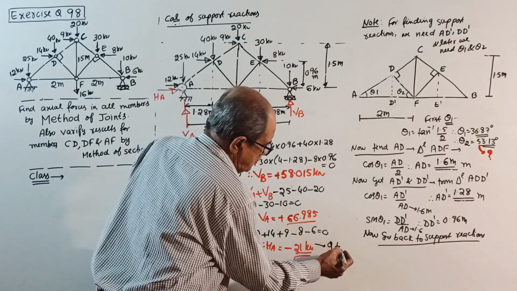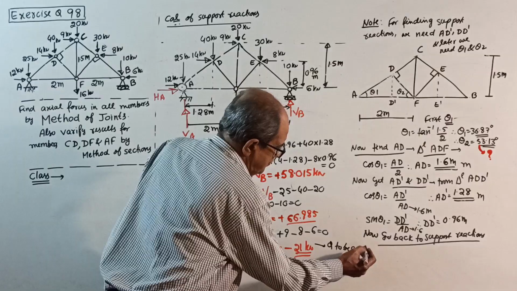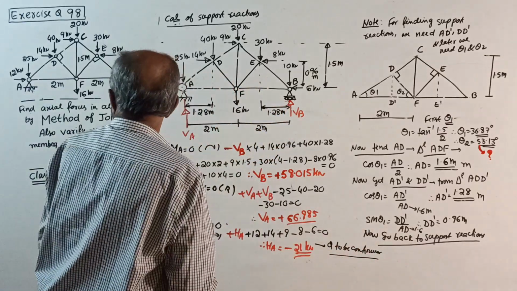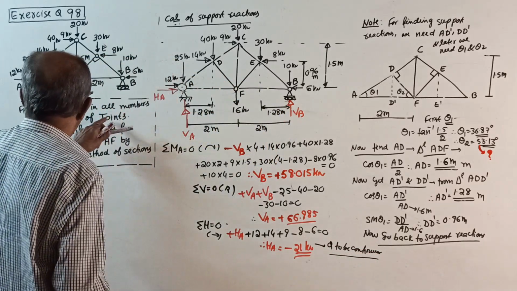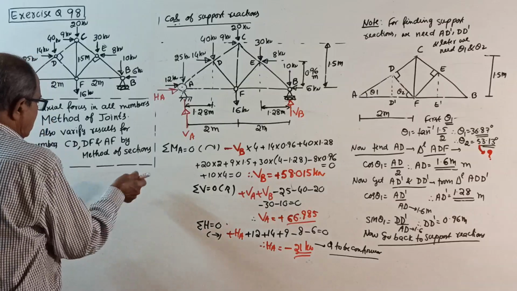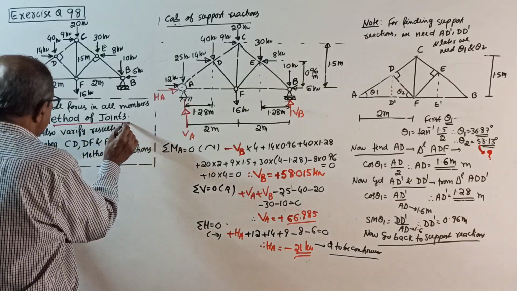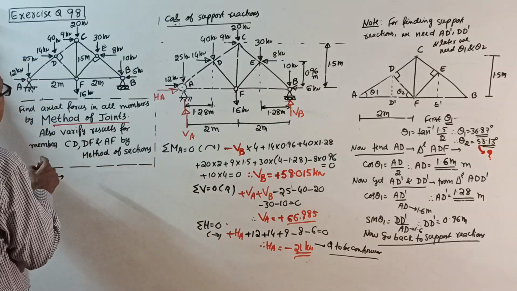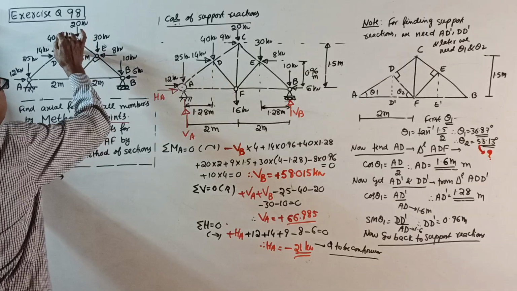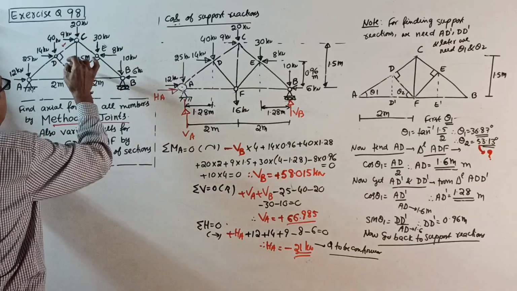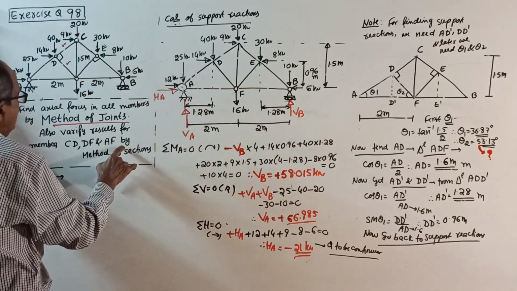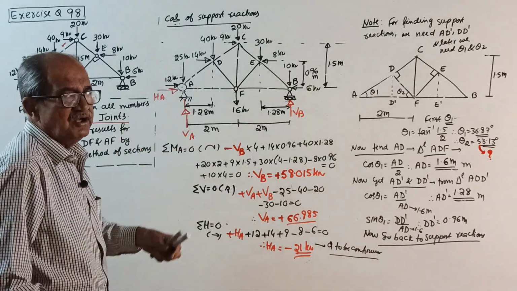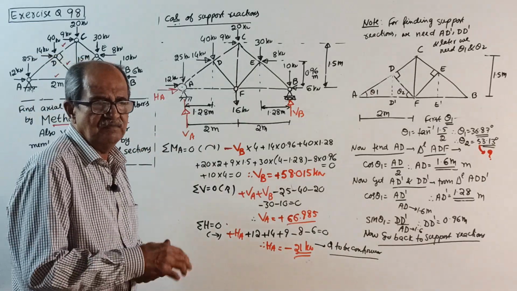The question is to be continued. First, find axial forces by method of joints. Then verify for which members? CD. Where is CD? Here. CD, DF and AF by method of sections. Now you have to continue. I will continue that one.